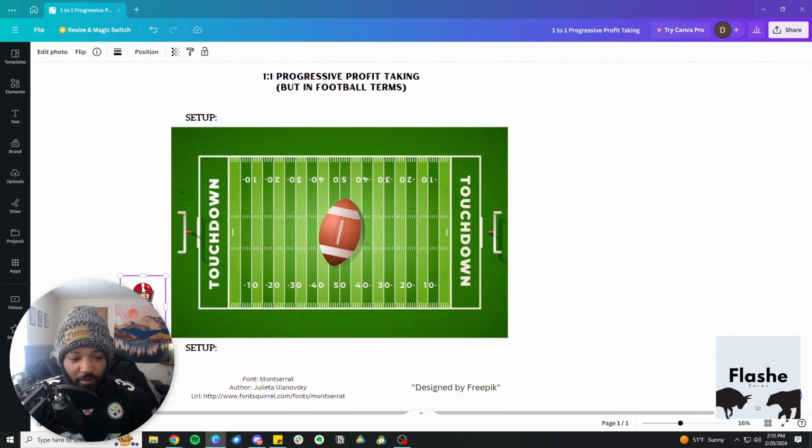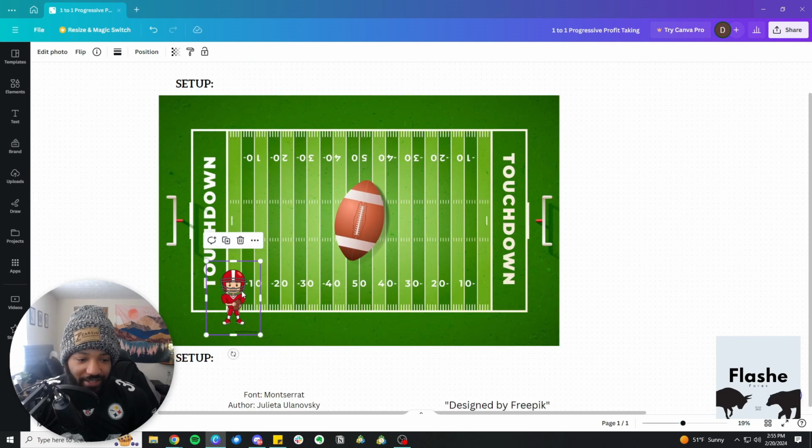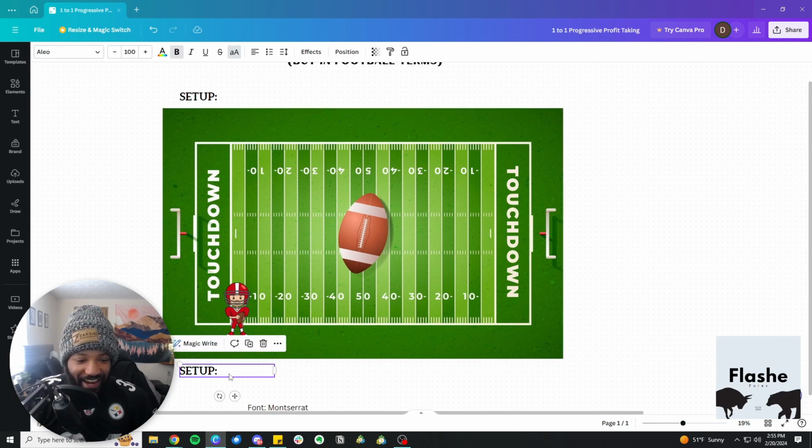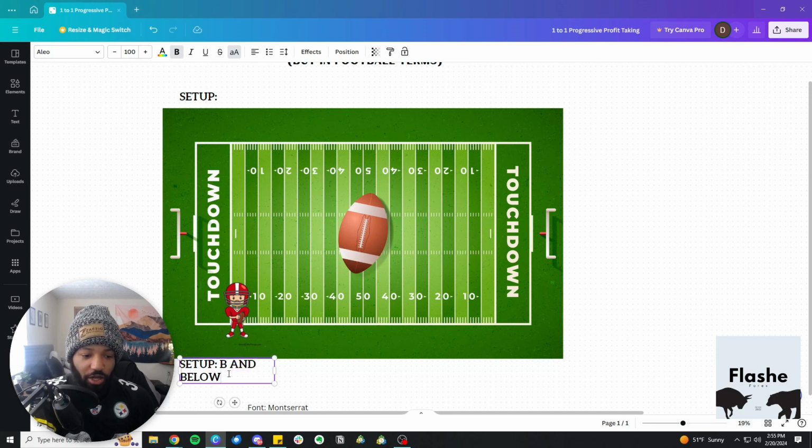So we got Johnny Football here, and I mean, you can see he's wimpy. I like to consider this guy a B, and it's all caps, B and below. This is a B and below setup.